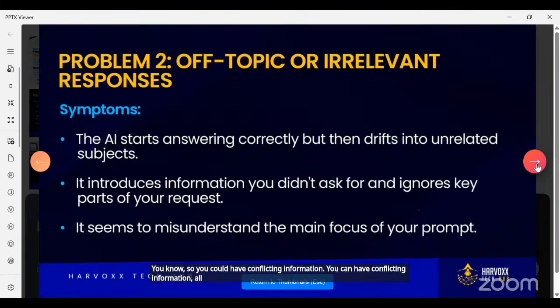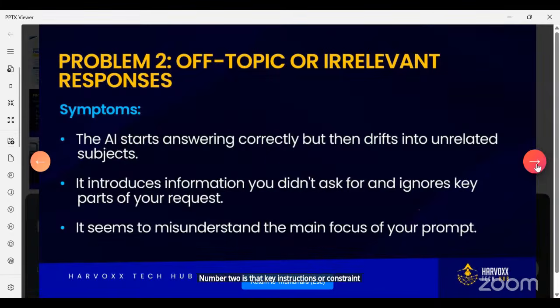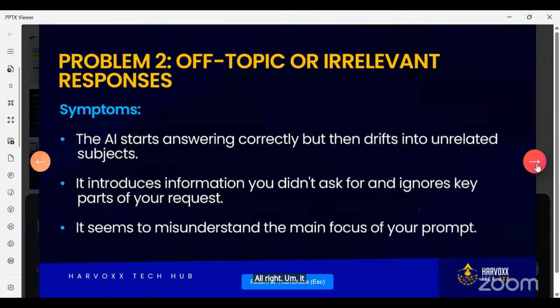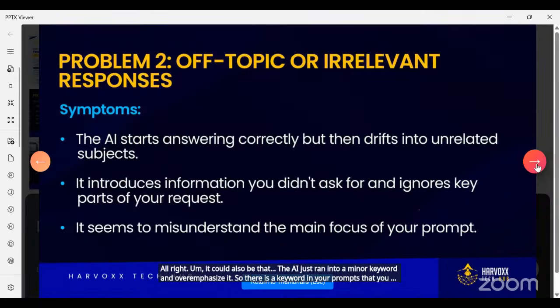All right. Number two is that key instructions or constraints probably were not clearly stated. So remember what we talked about constraints. Constraints here will play a very great role so that you can be able to put it in check and make it focus on the things that you want. All right. It could also be that the AI just ran into a minor keyword and overemphasized it. So there is a keyword in your prompt that it just latched onto and began to overemphasize. That could be another cause.